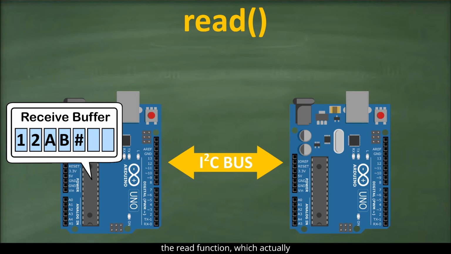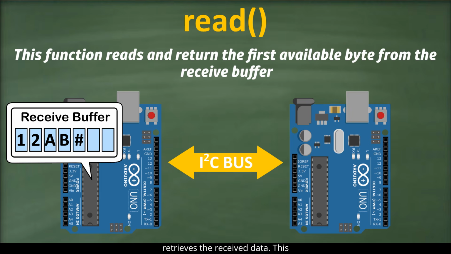After that comes the read function, which actually retrieves the received data. This function takes no parameters and returns the first available byte from the receive buffer each time it is called. If no data is available to be read, it returns -1.